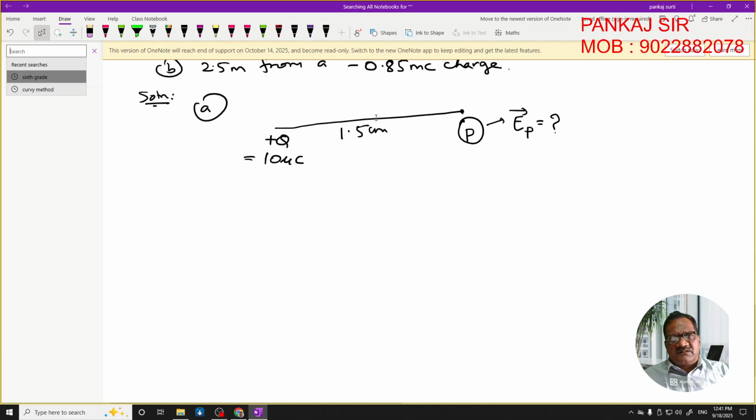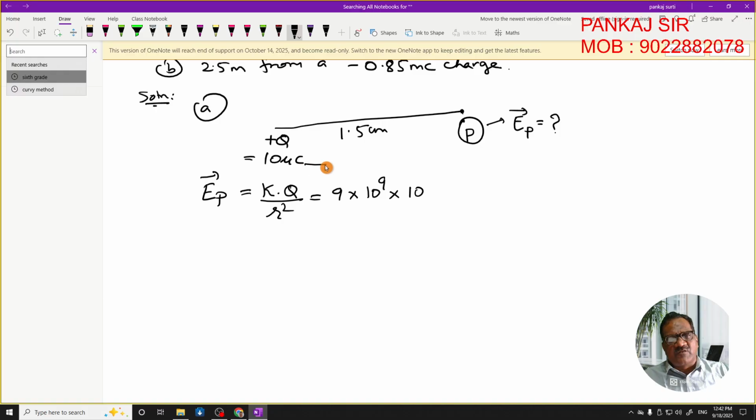So the formula for EP, it's a vector quantity, right? The formula will be equal to K multiplied by Q divided by R square. This Q is the charge due to which the field has been created. This is the formula. And K is Coulomb's constant, and its value for vacuum, because here the medium is vacuum, will be 9 times 10 raised to 9, into Q, which is 10 microcoulomb.